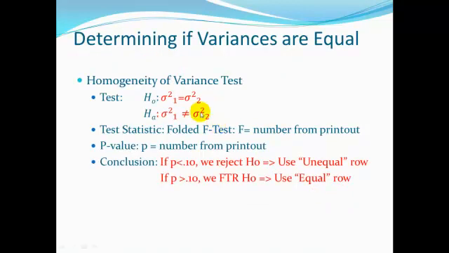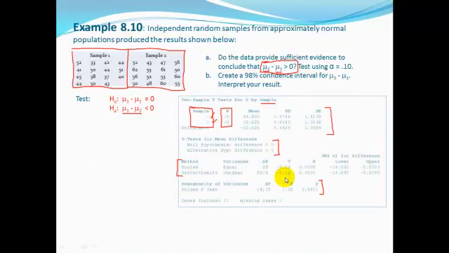We have to do the folded F test, and we got to look at the p-value on that folded F test. So I'm going to come down here and I'm going to look at this number right here. Because that number is big, we're going to use the equal row, because this p-value right here is bigger than 0.1.